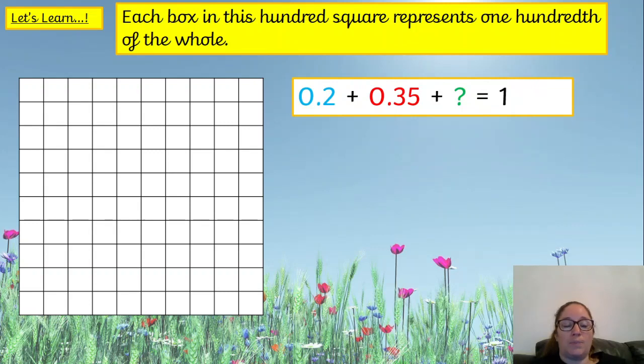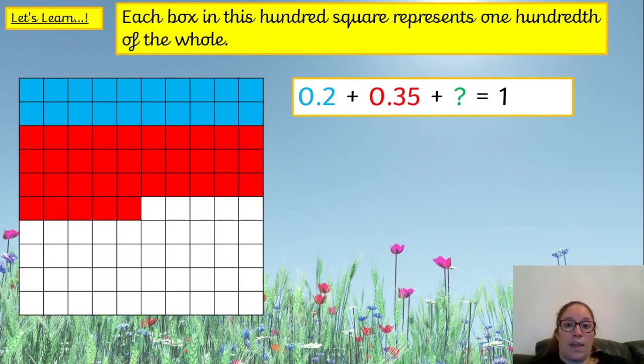Okay, what do you notice about this one? Why is it different? Okay, so this time we've got three separate numbers which make up our whole. So we've got 0.2. Am I going to shade 2 squares? No, because 0.02 is 2, 0.2 is 20. Okay, and then I've got 0.35, which is 35 squares.